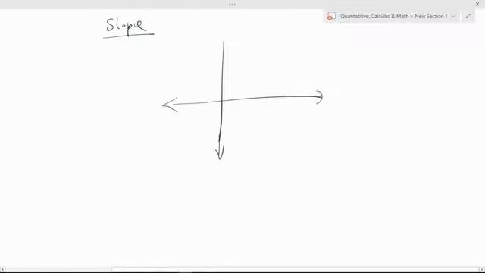So slope is one of the most important concepts which you're going to be looking at. So when we look at the Cartesian, there are actually four planes. This is x and y axis. This is plane 1, this is plane 2, this is plane 3, and this is plane 4.